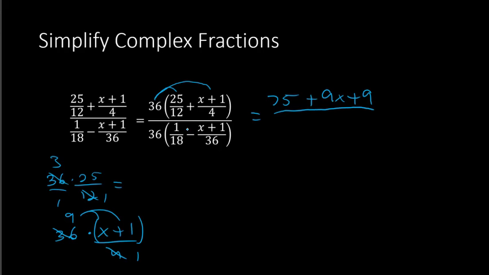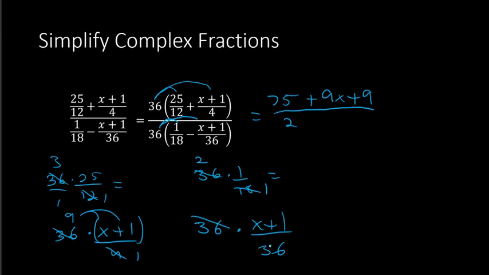And then the denominator, we do the same thing, 36 times 1 over 18. So when you do that, 18 and 36 can divide out. It gives you 1 and 2. 2 times 1 would equal 2. And then 36 times the negative x plus 1 over 36. Here 36's would cancel. You're left with x plus 1. So we have minus x plus 1. So we have minus x, and we also have minus 1.